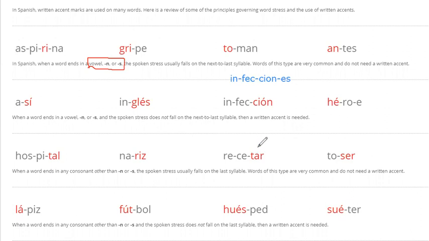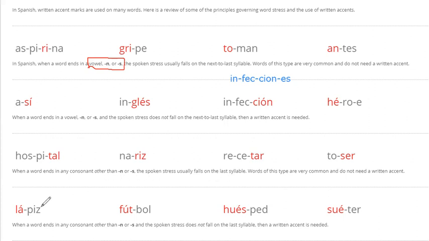Recitar, tar is where the stressed syllable is. It's the last syllable, which is where it should be since it ends with an R and not a vowel, N or S. Toser, same thing. Our infinitives are going to be like that, right? We're going to stress the last syllable because they end in R, not a vowel, not an N, not an S. So stress that last syllable, toser. And because we do stress the last syllable like we're supposed to, there's no need to write an accent mark.